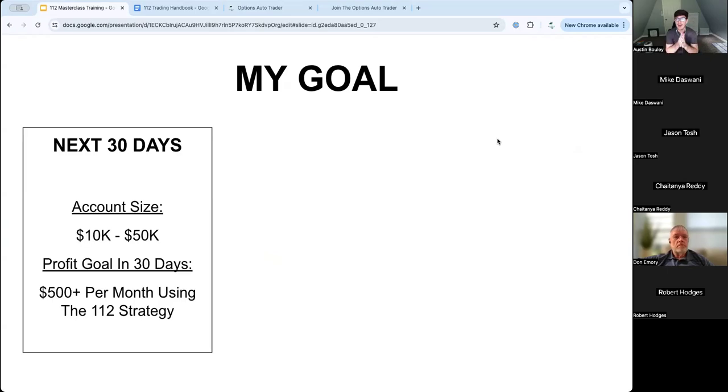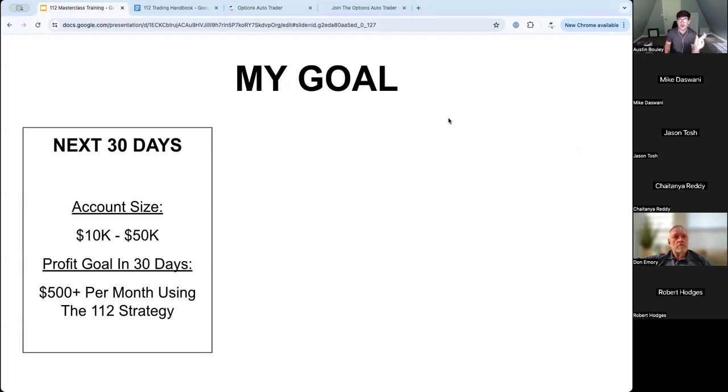Not only that, but I'm going to break this down and show you how to do this for every type of account size. I get a lot of questions: Austin, my account size is this, my account size is this, how should I do it? Well, I'll be breaking down what the 112 is and how to trade it for each account.